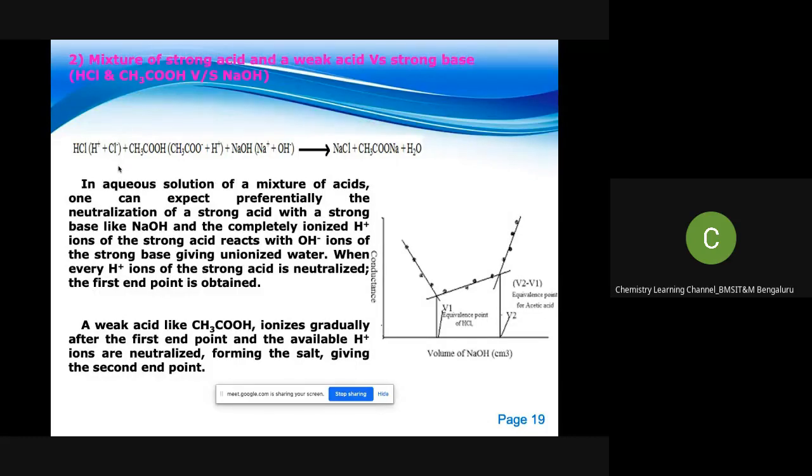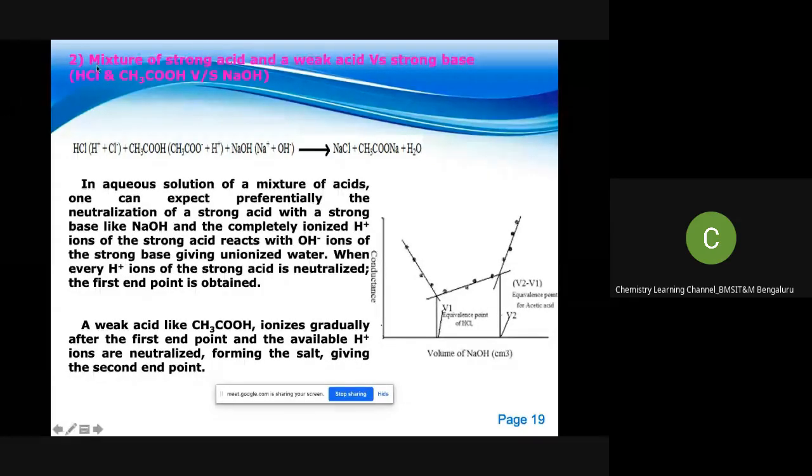This second system which we are studying is the experiment which you are going to carry out in your regular practicals. So what is that? It is a mixture of strong acid and a weak acid versus strong base. This means they are going to give you a strong acid and weak acid mixture, and you are going to titrate it against a strong base. Which is the mixture of strong acid and weak acid? That is the mixture of HCl and acetic acid. So HCl and acetic acid together in the form of a mixture is given to you.